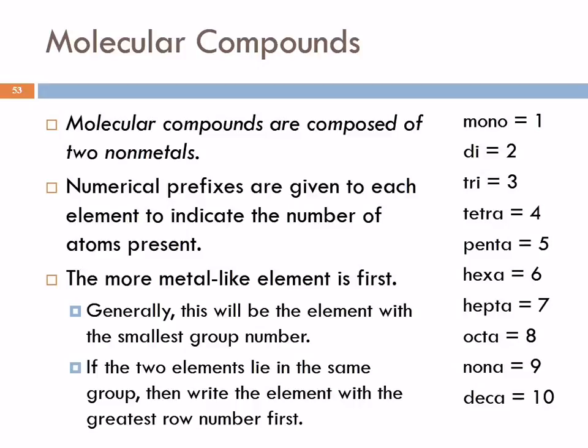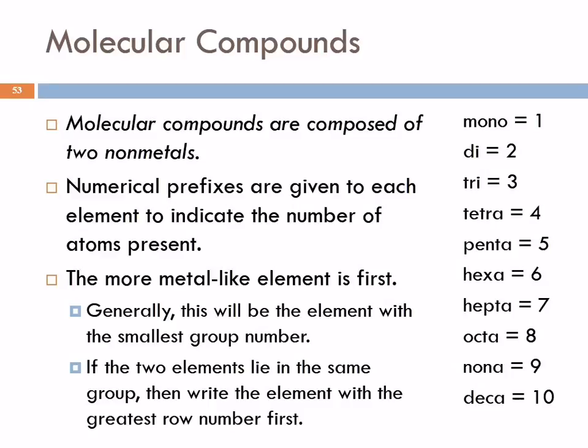So what we do in the names is we use numerical prefixes. These are the same prefixes that we used for the hydrates. A couple of people asked, what happened to 9 and 10 on that other list? They didn't fit on the slide very well, so I left them off. Here they are. Nona is 9, and deca means 10. So we use these prefixes to specify how many atoms of each element are present in the molecular compound.